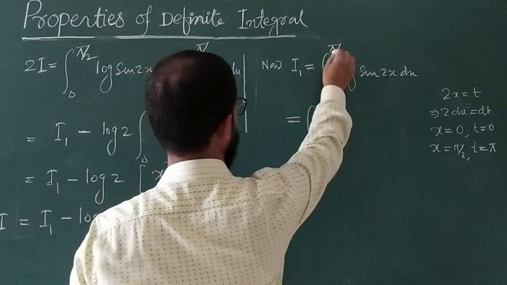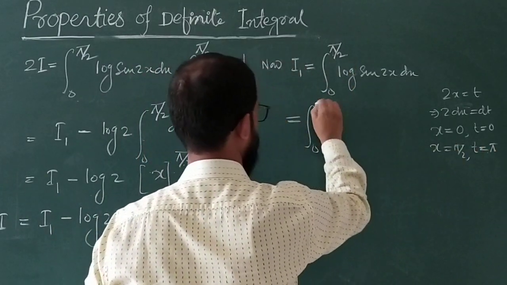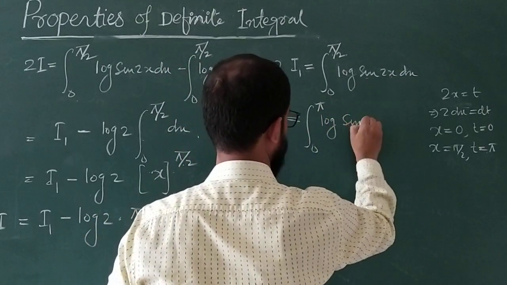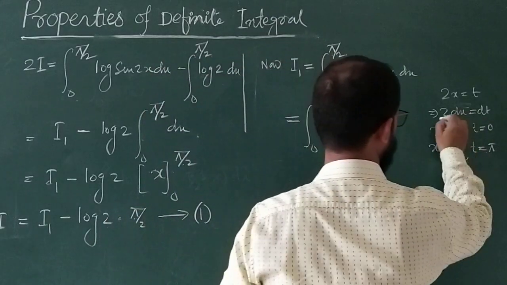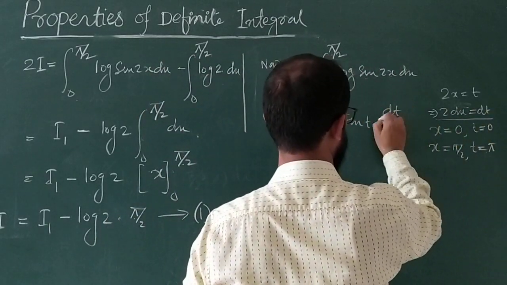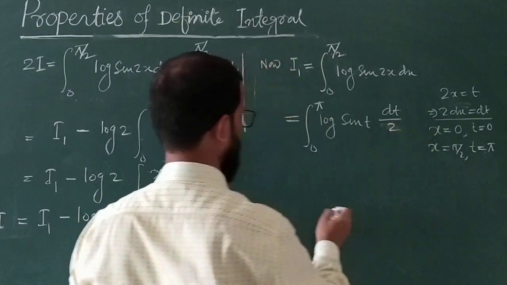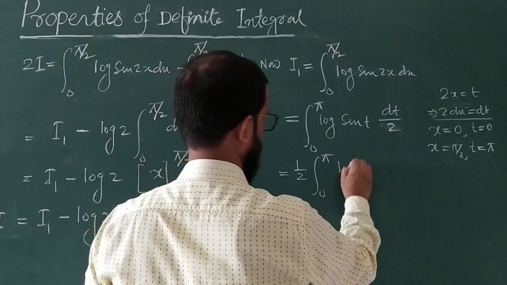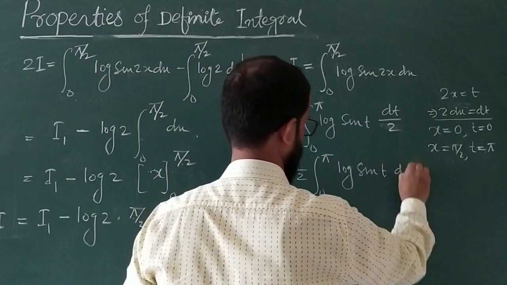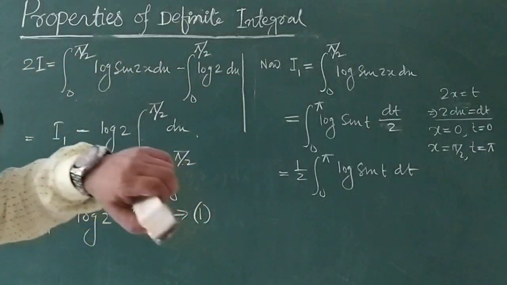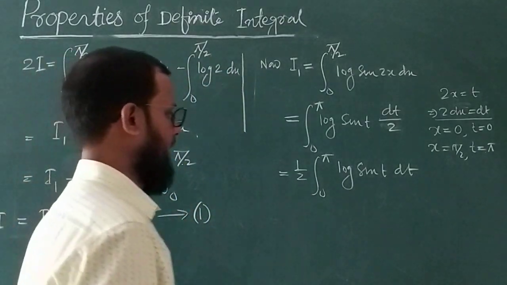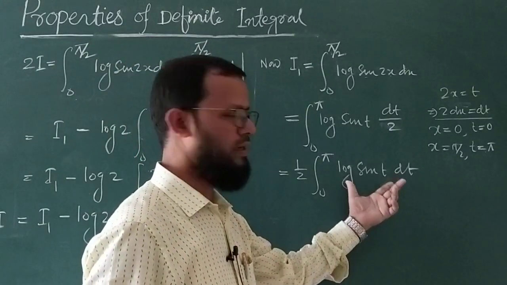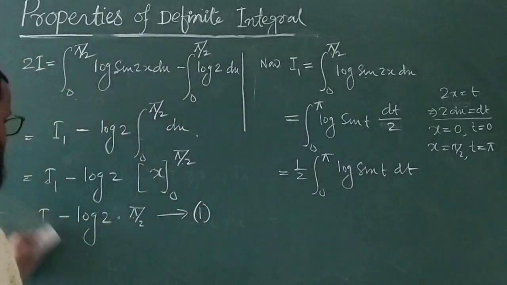So finally your integral becomes 0 to pi, since pi by 2 becomes pi, log sin 2x means log sin t, and dx is equal to dt by 2. So finally you are getting half into integration 0 to pi log sin t dt. Understood? Log sin t dt. And now you are going to check what property log sin t satisfies. That is what I am going to check.